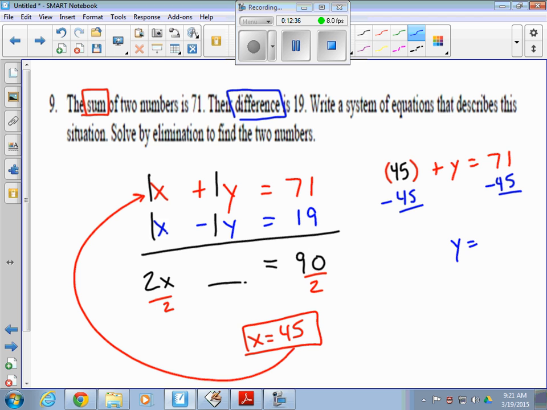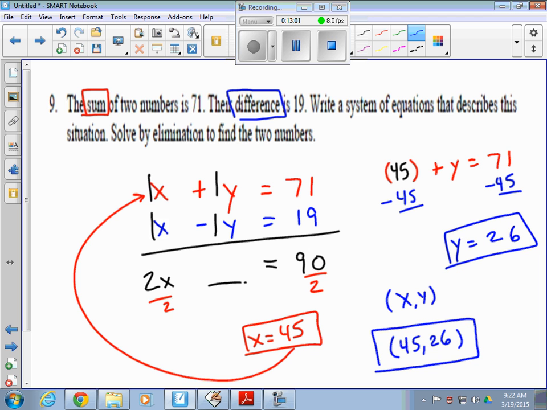And y equals, we got to borrow one, 11 minus 5 is 6. 6 minus 4 is 2. So y's value is 26. So one of the numbers is 45 and the other is 26. So if you graph these two, the ordered pair where they would come out at is x comma y, 45, 26. But since this is a word problem and is asking you for what the two numbers are, one of them is 45 and the other is 26.